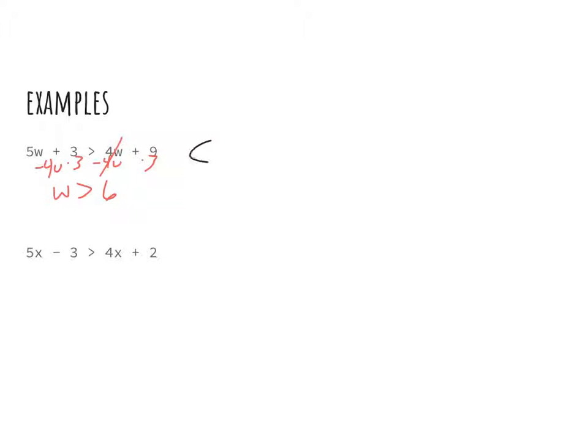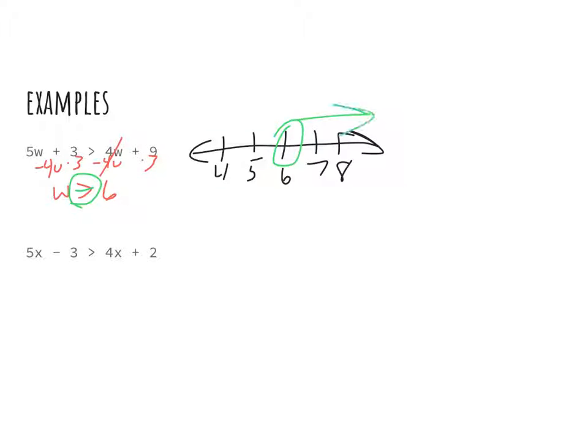So on my number line again, I can just put 6 in the middle, a couple numbers bigger, a couple numbers smaller, and it's greater than, so it's an open circle, and if I make this into an arrow, it's going to point off to the right. So this is going to be my graph. Go ahead and pause the video, get an answer for the second one, and then hit play and see how you did.